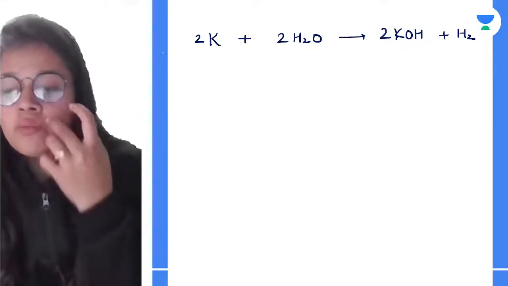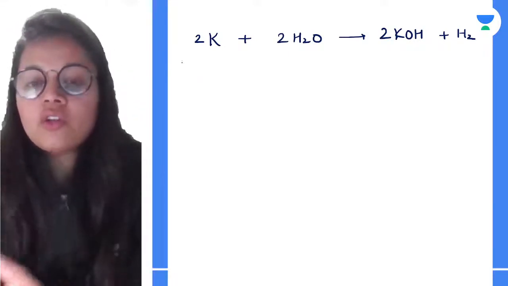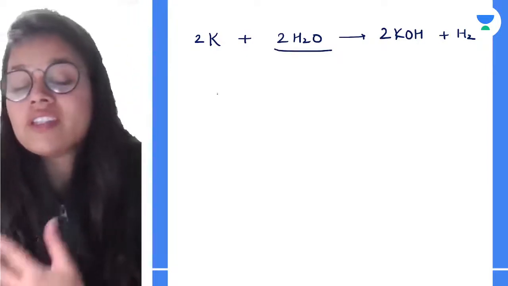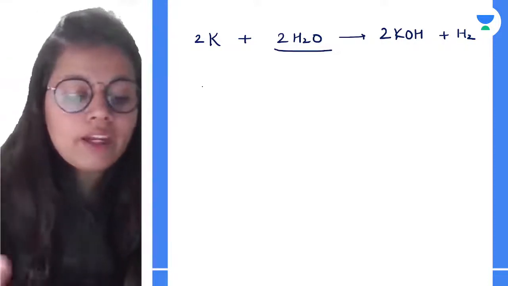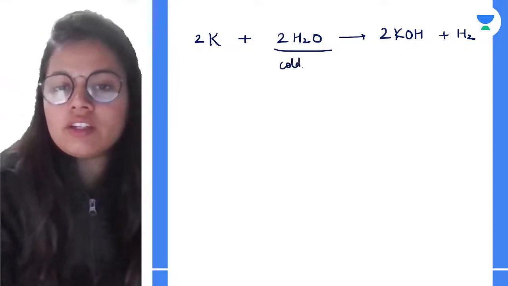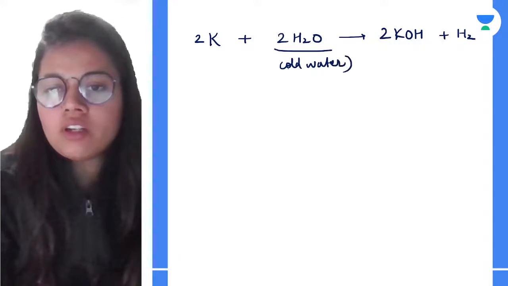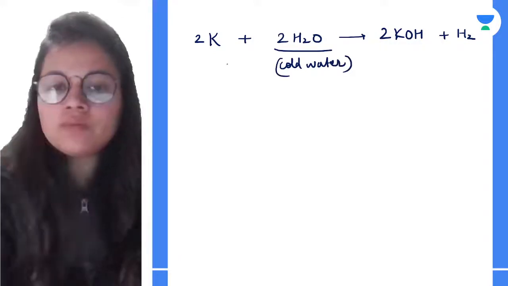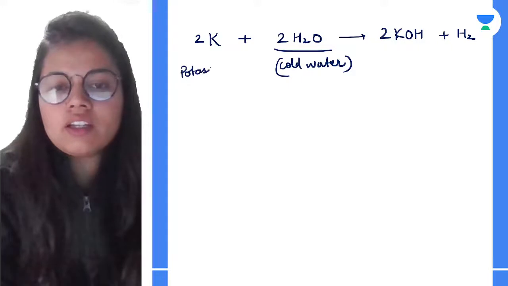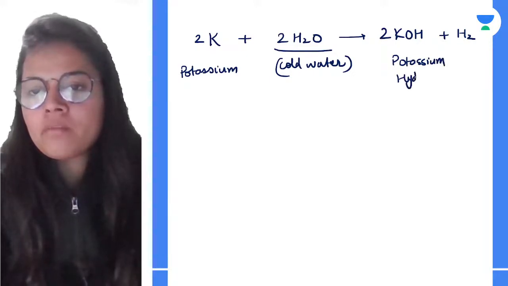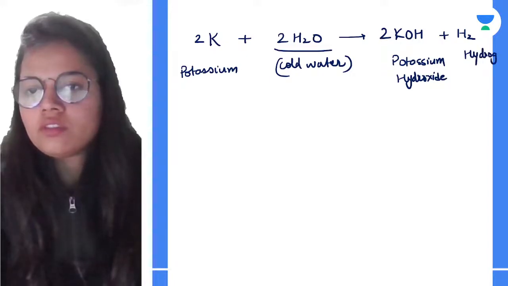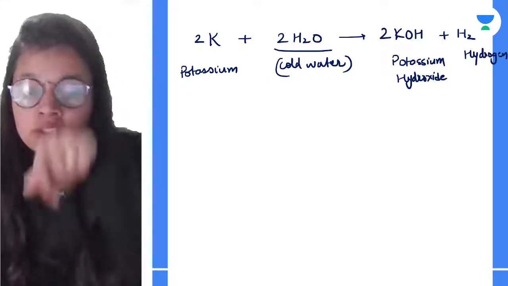Now students, a very important tip for you all: we don't know what H2O is, whether it is ice cold water, hot water, or steam. So kindly write the condition of water over here. It's cold water, and this is potassium. So kindly write the condition and the name of the elements. This is potassium hydroxide and here we have hydrogen. So this is the basic case.